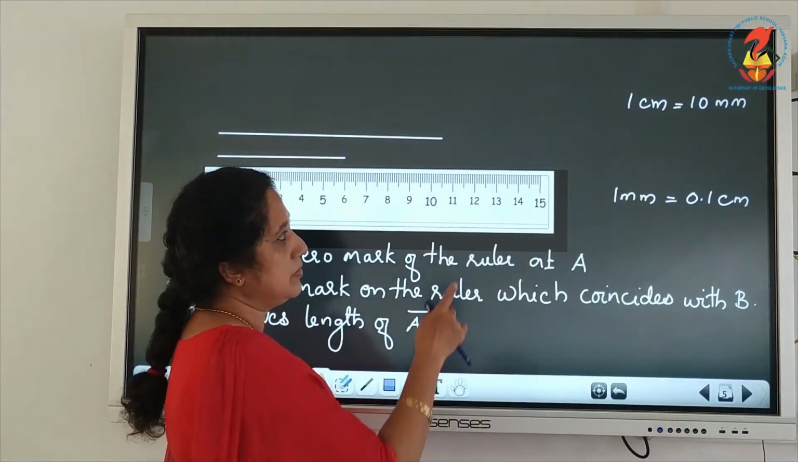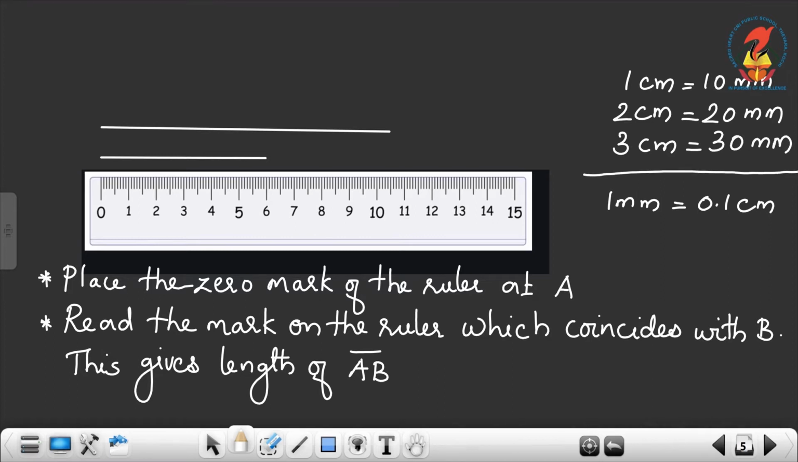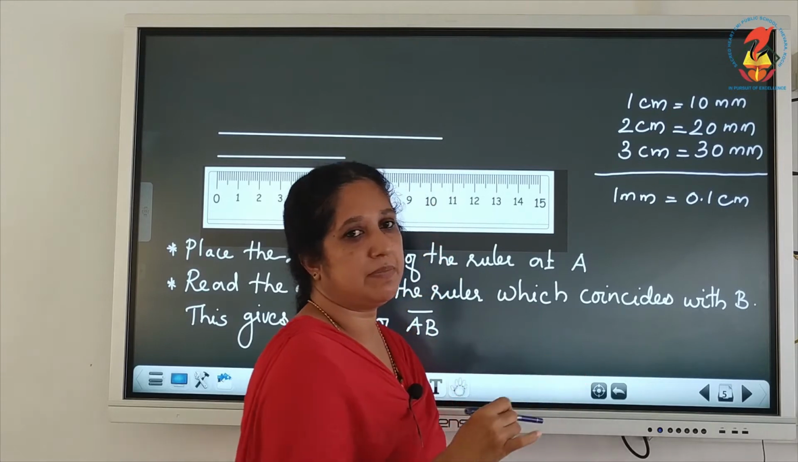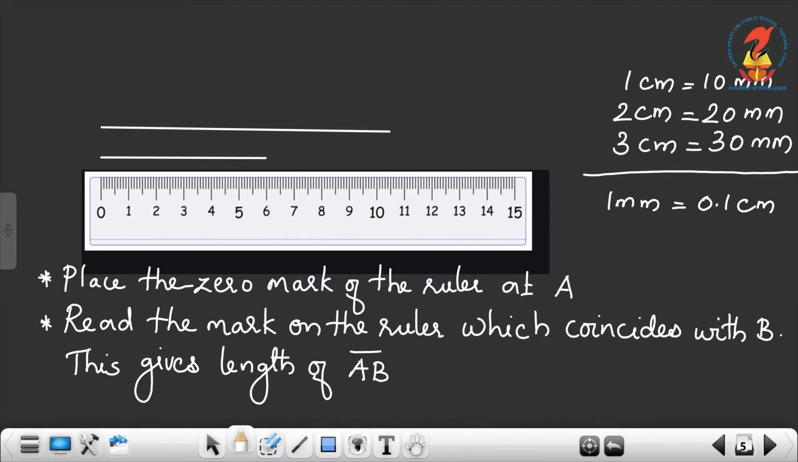Now look here. 1 centimeter is 10 millimeters, so 2 centimeters equal 20 millimeters, 3 centimeters is 30 millimeters, and 4 centimeters is 40 millimeters. Again, 1 millimeter equals 0.1 centimeter. Therefore 2 millimeters we can take as 0.2 centimeter, and 3 millimeters as 0.3 centimeter.